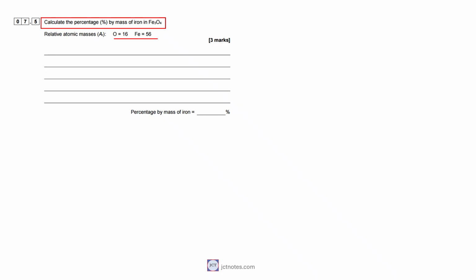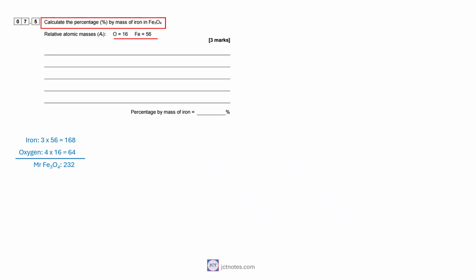The first step is to calculate the relative formula mass of Fe3O4. There are 3 iron atoms, so their total mass is 3 × 56, which equals 168. There are 4 oxygen atoms, so their total mass is 4 × 16, which equals 64. Now add these together. 168 plus 64 equals 232. So the relative formula mass of Fe3O4 is 232. This is your first mark.